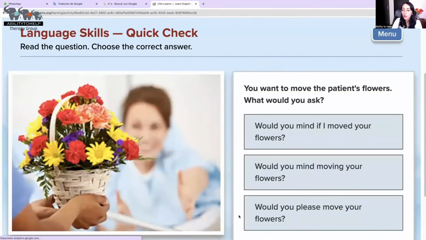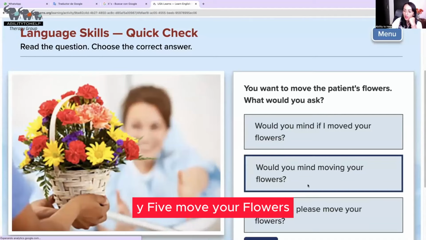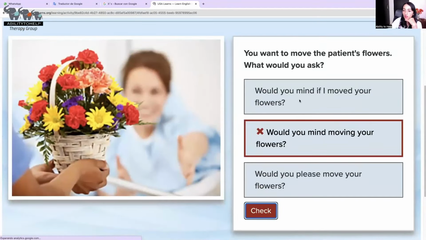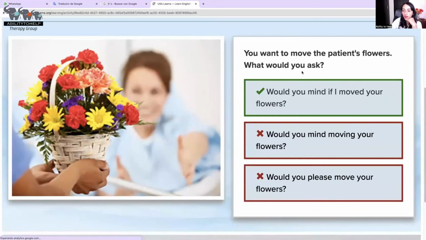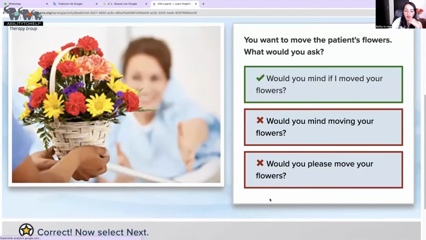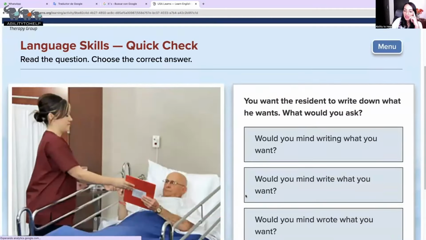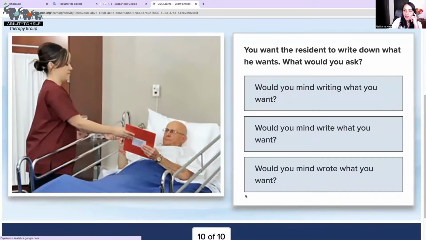You want to move the patient's flowers. What would you ask? Would you mind if I move your flowers? Would you mind moving your flowers? Would you please move your flowers? Would you mind? I think it is possible, but it's not okay. The first one, ¿te importaría? Would you mind if I moved your flowers? ¿Te importaría si muevo las flores? No, I mind. Oh, yes, I mind.